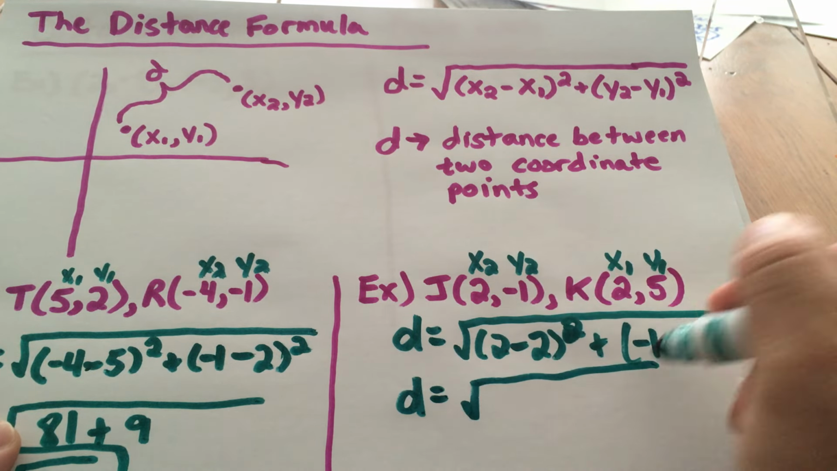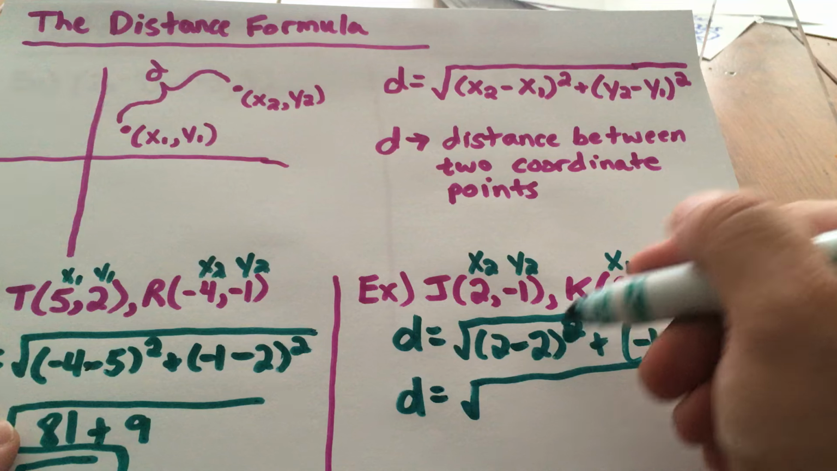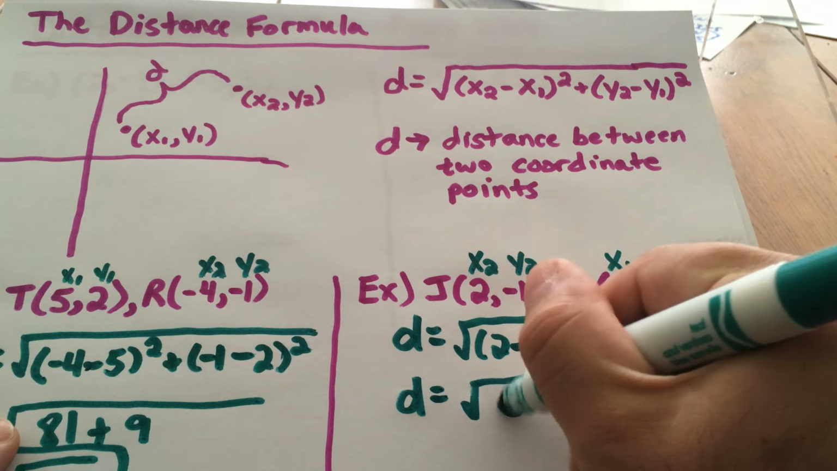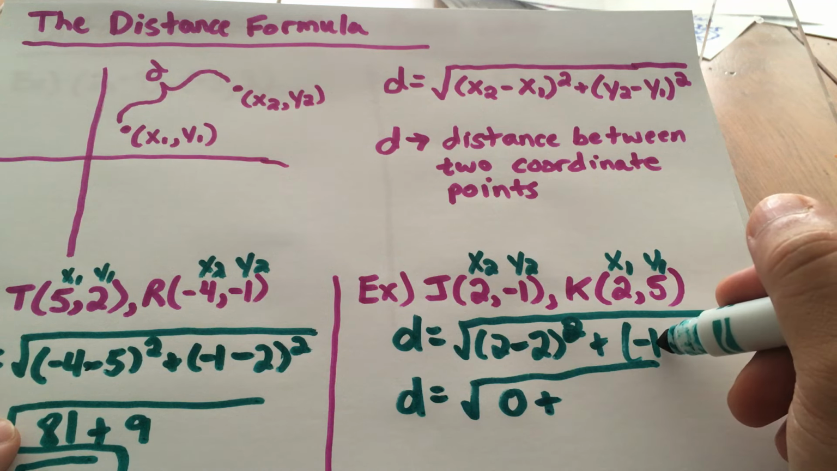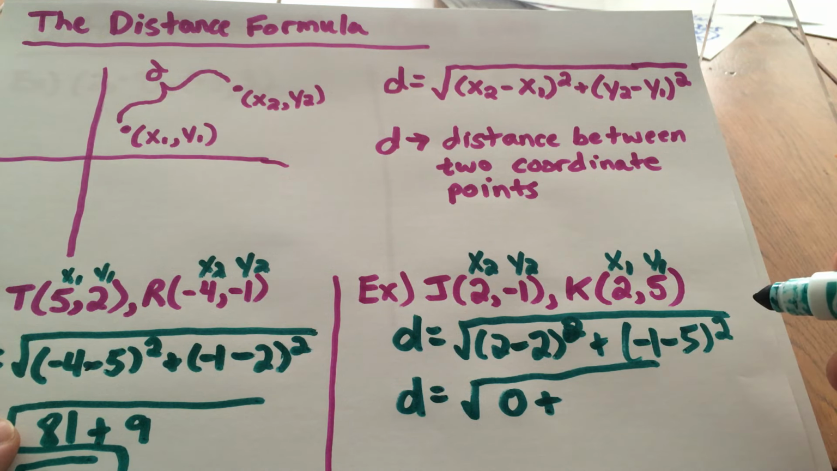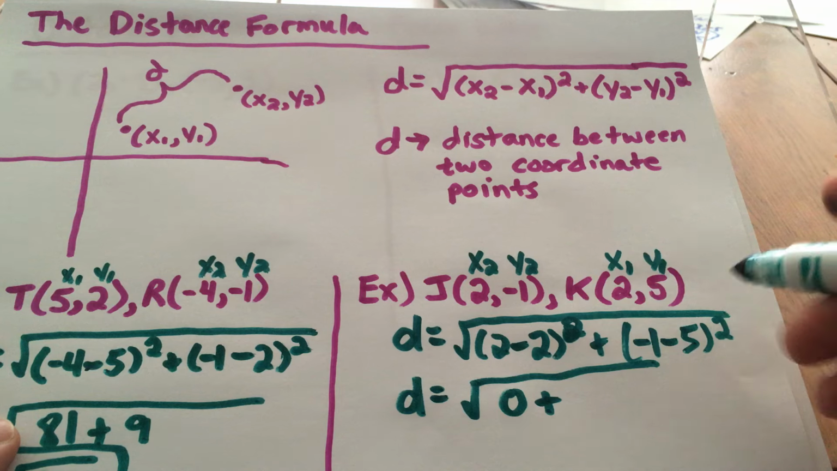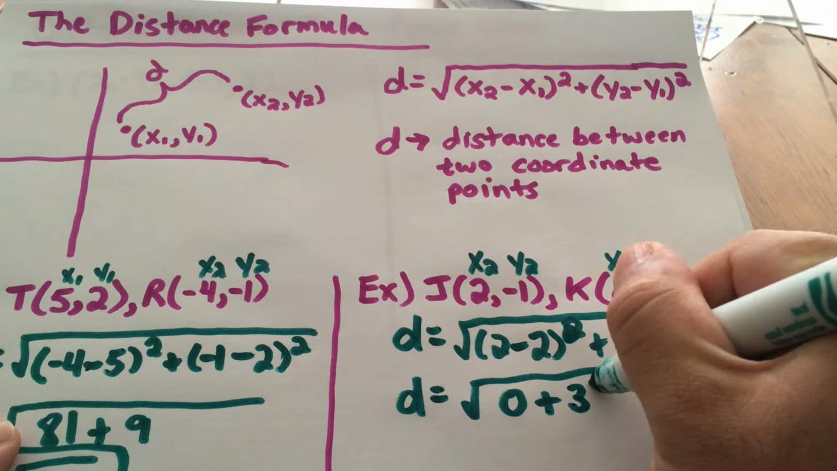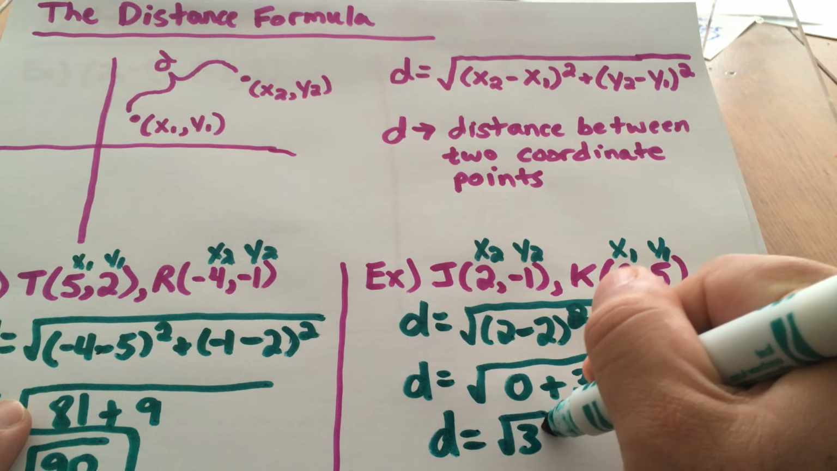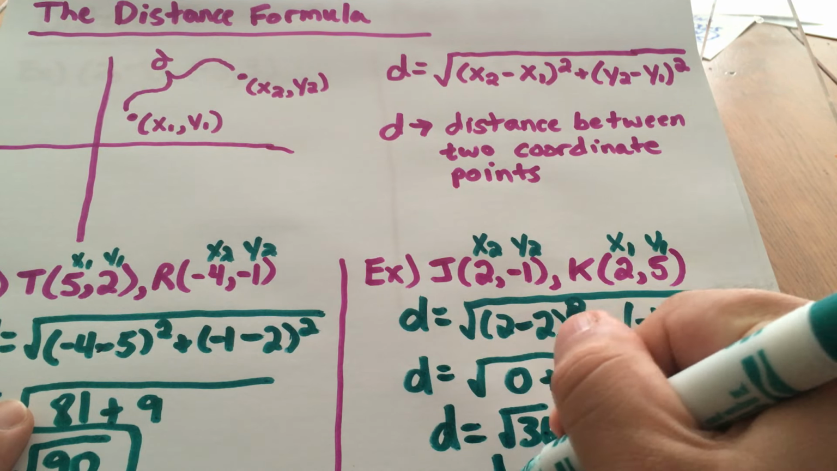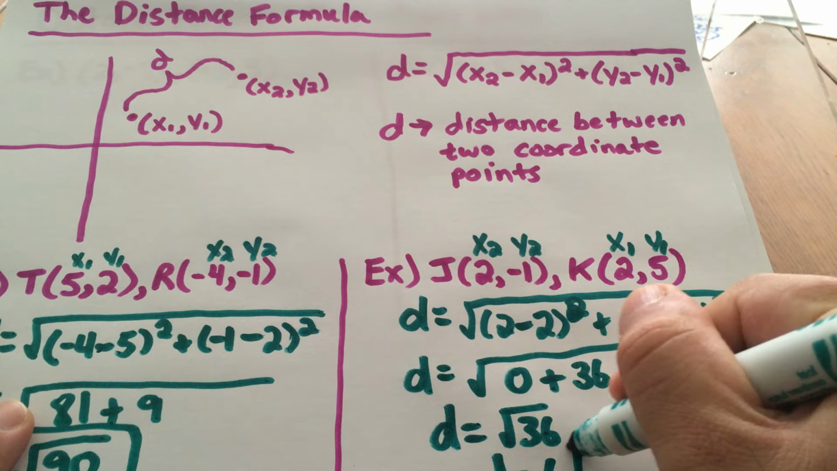So d is going to be the square root of: 2 minus 2 is 0, and 0 squared is 0, which you don't necessarily have to write. Negative 1 minus 5 is negative 6, and negative 6 squared is a positive 36. So d is going to be the square root of 36, which in this case is a perfect square and gives us 6.